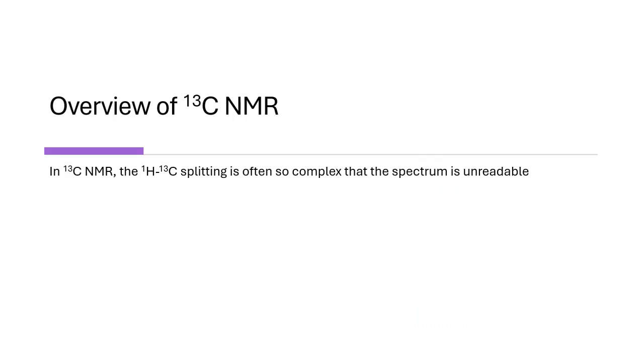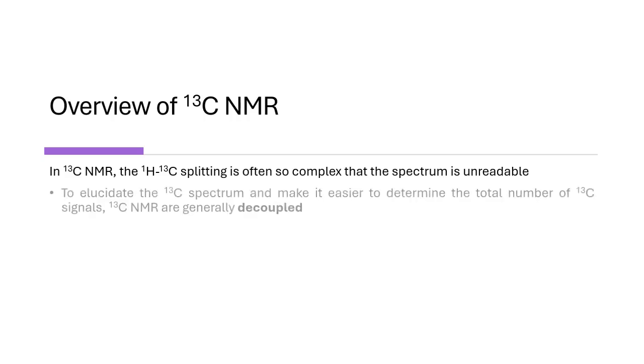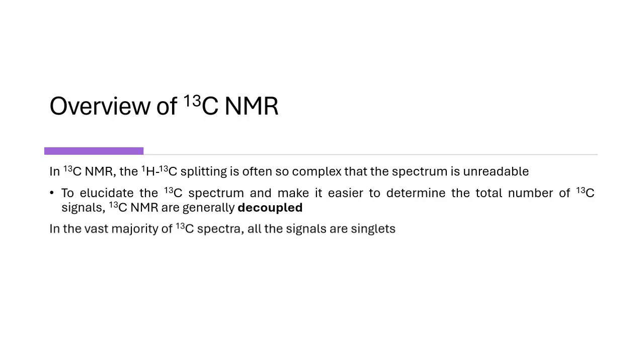Overview of carbon-13 NMR. In carbon-13 NMR, the proton-carbon-13 splitting is often so complex that the spectrum is unreadable. To make the carbon-13 spectrum easier to read and to determine the total number of carbon-13 signals, carbon-13 NMR is generally decoupled. In the vast majority of carbon-13 spectra, all the signals are singlets.